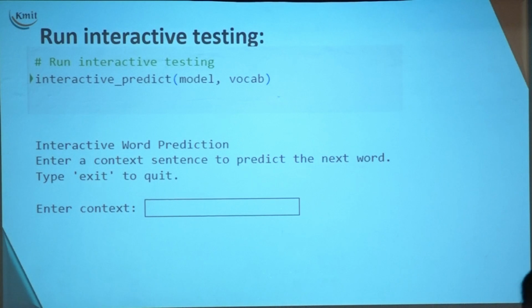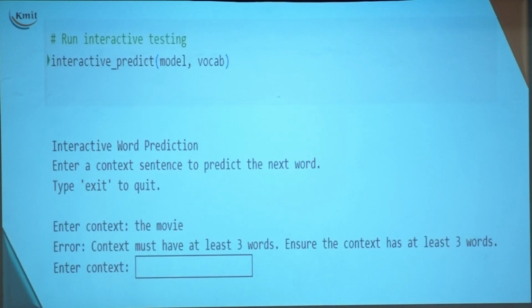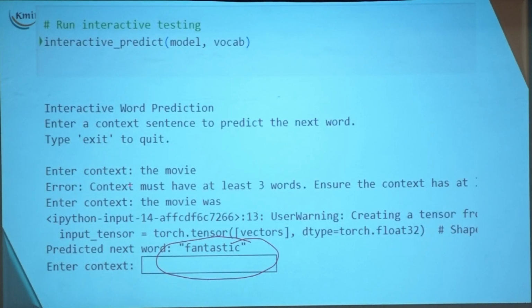So this is how your portal looks, the interactive predicting method that you have written. Interactive word prediction: enter a context sentence to predict the next word, type exit to quit. So here we begin typing. Suppose I have typed only two words, the movie. It has generated an error: context must have at least 3 words, ensure the context has at least 3 words. So I'll rewrite, and I wrote here, the movie was. What is the predicted next word? Fantastic. Correct or not? Yes.